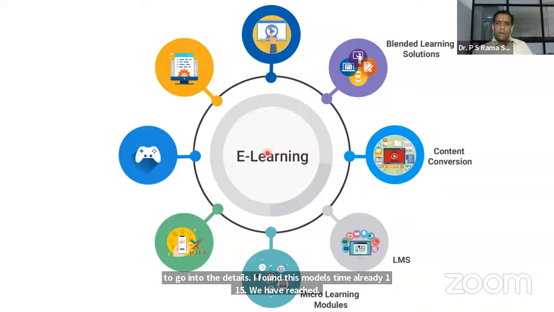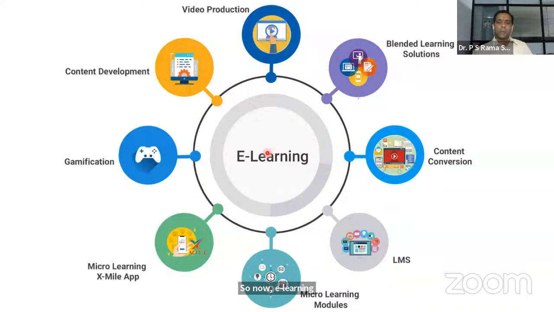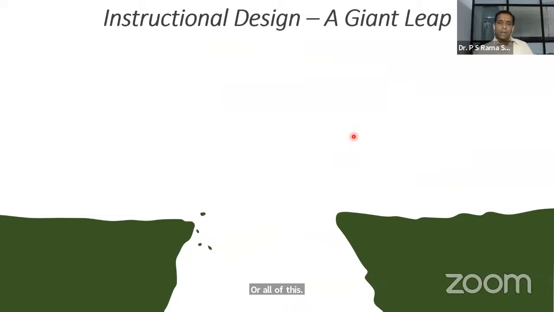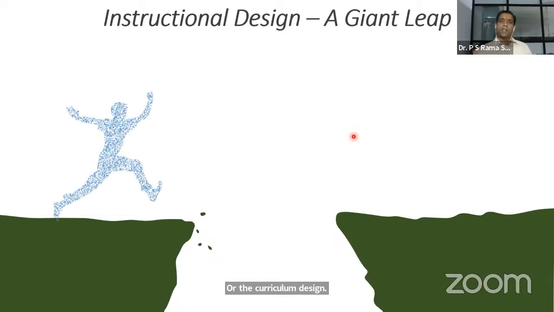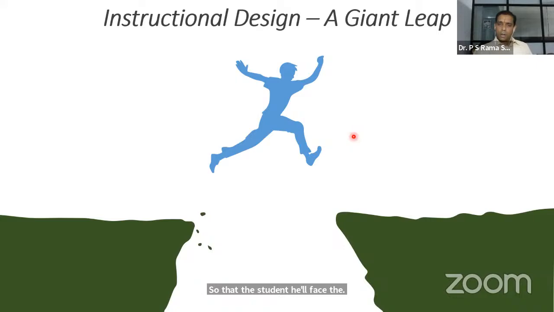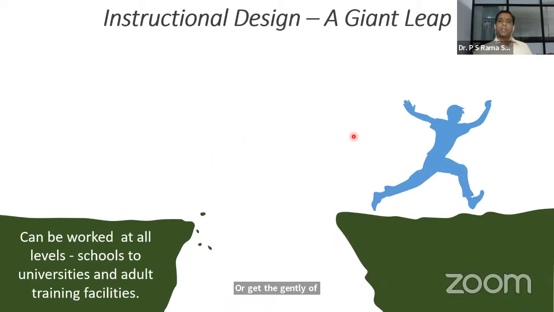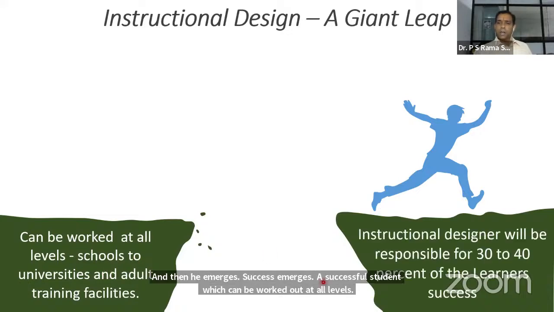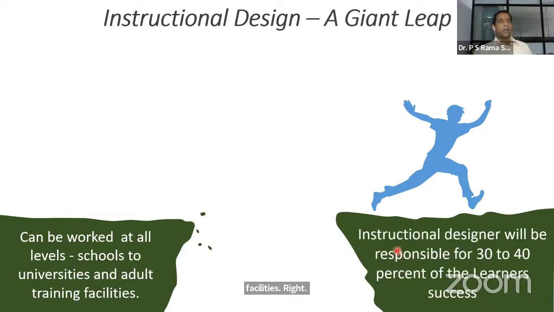So now e-learning also, we have got different learning solutions. So we can use some of this or all of this across the subject or through a curriculum. So finally, what I can say is the instructional design or the curriculum design has to be proper, so that the student gets the giant leap of crossing the technology barrier, right? And then he emerges a successful student, which can be worked out at all levels, from school level to universities and adult training facilities, right?